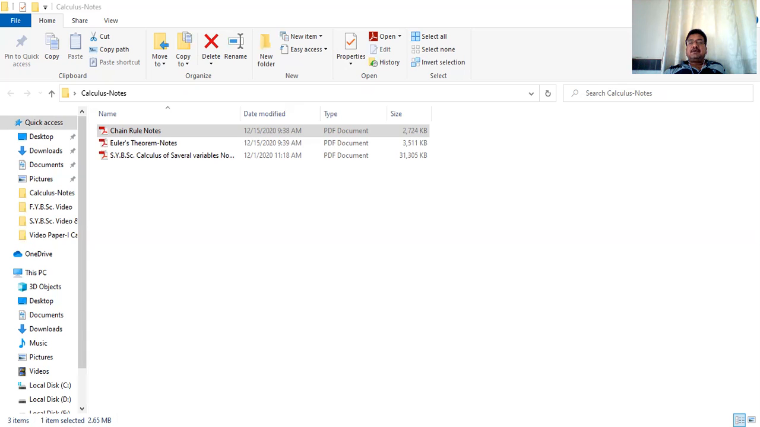z is a function of x and y. x is r cos theta, y is r sin theta. So we have to find the value. So ∂z/∂r and ∂z/∂theta by using chain rule. Same problem.